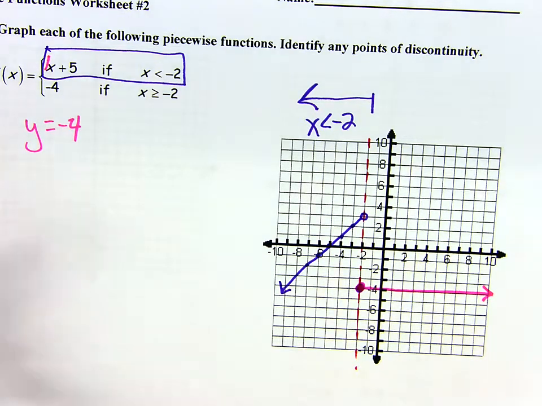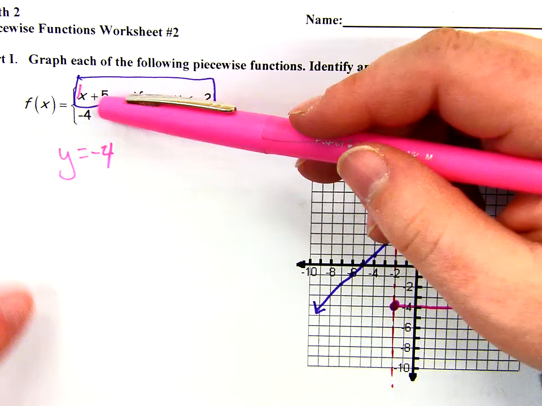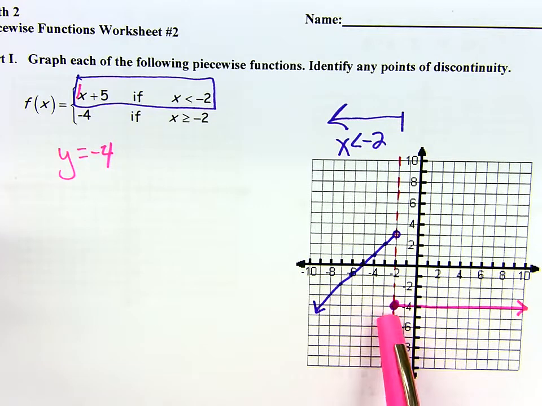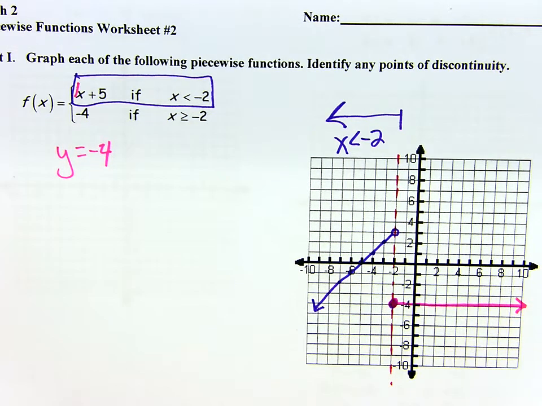And that's it. So that's my graph. I have graphed this function, which was split into two pieces. Part of it existed when x was less than -2, and part of it exists when x is greater than or equal to 2.